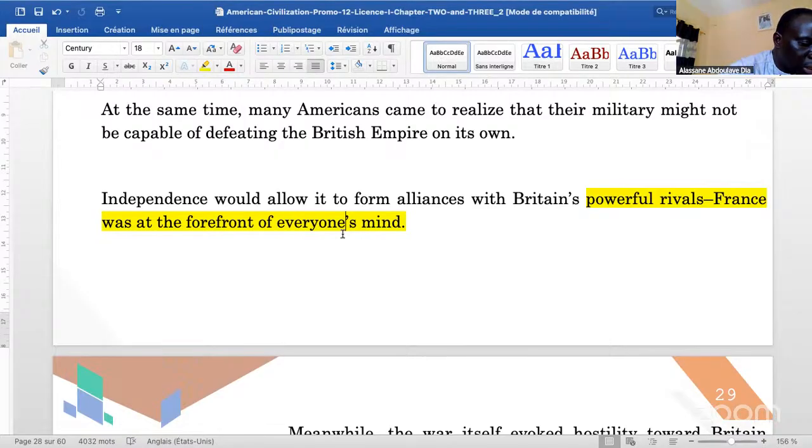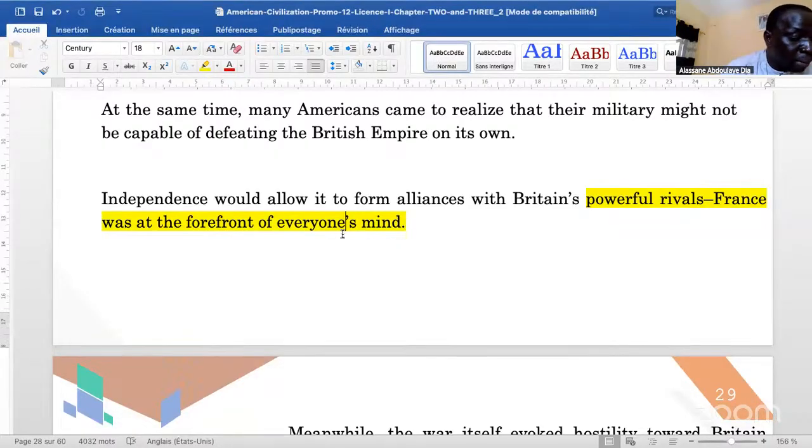Remember that England won France. England beat France in the French and Indian War, and they occupied some French territories. So it means England and France at this moment are enemies. What should I do? I should go and take your enemy as a friend. If I take your enemy as a friend, I become your enemy. The friend of your enemy is your enemy.